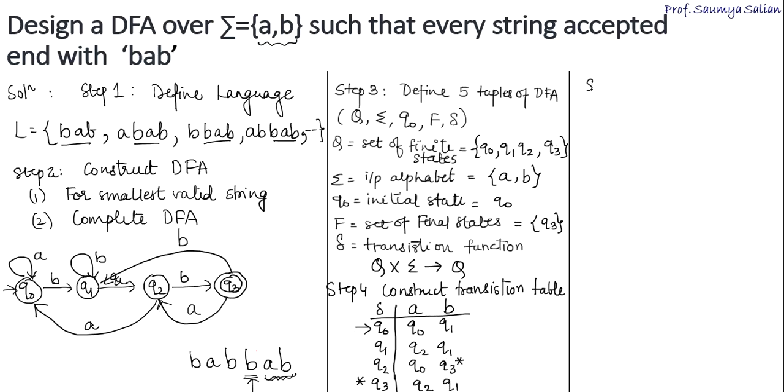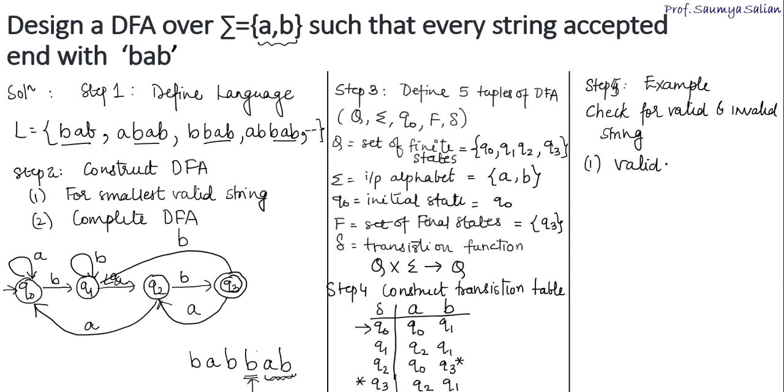Right? Step 5 is to give an example, that is, check for valid and invalid strings. Okay, so we'll first check for a valid string, whether the machine is correct. So let's take a valid string A, B, A, B. So this is a valid string. It should reach the final state at the end of the input B.